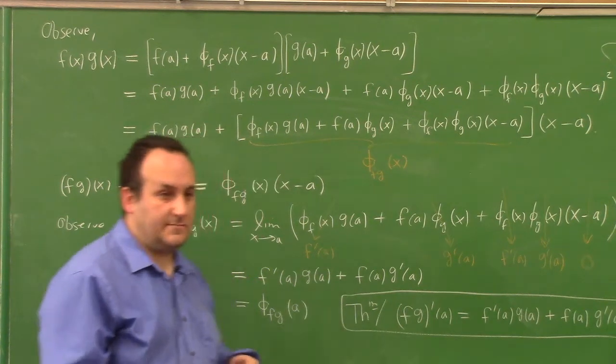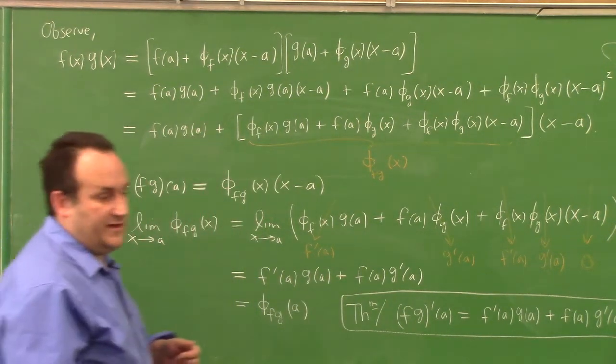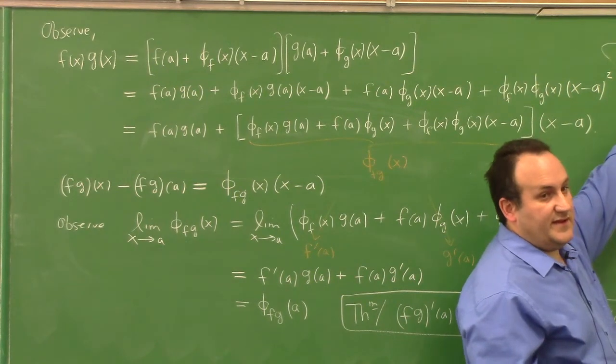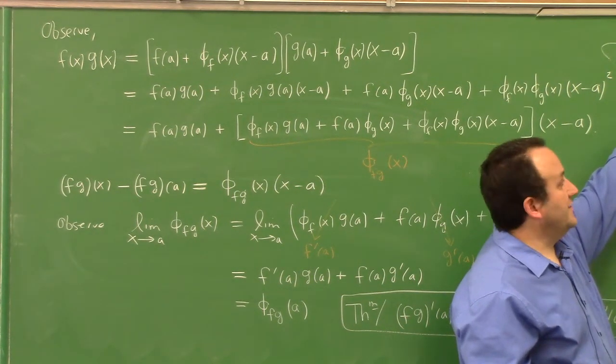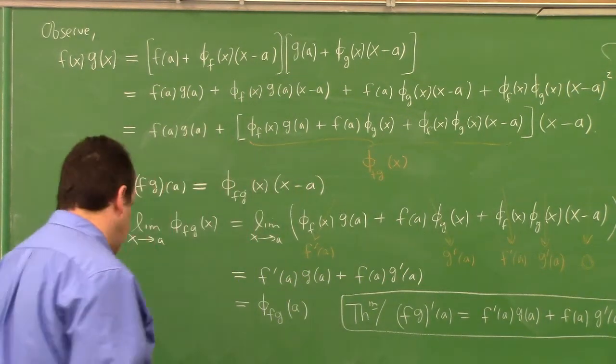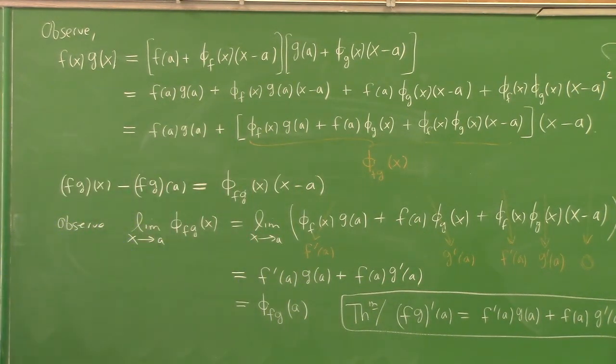So that's what we did. And the product rule in differential notation I've written up here: d dx of f times g is df dx times g plus f times dg dx. Let me do a couple of examples before I go on.